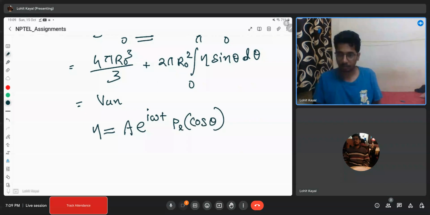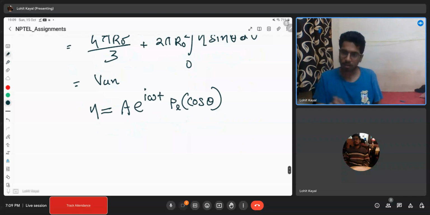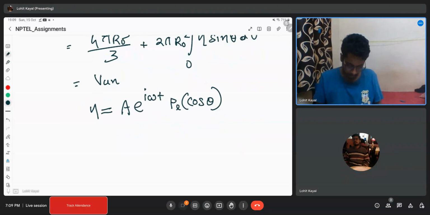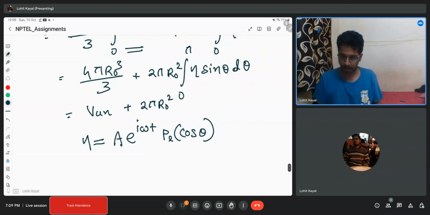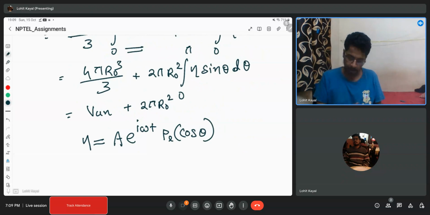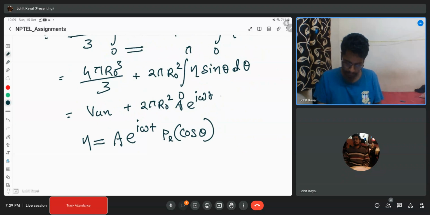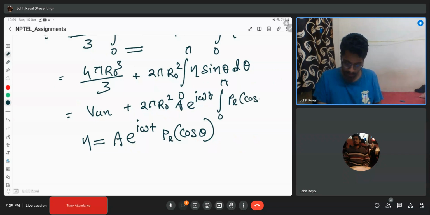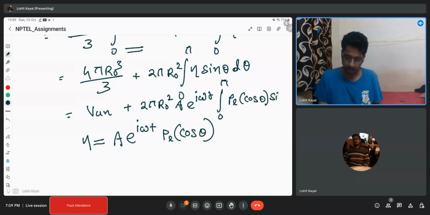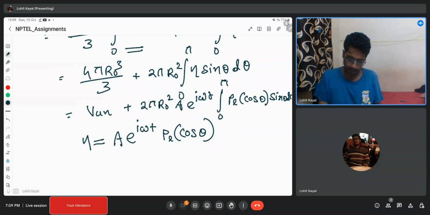This was the form of your eta. So we will substitute this form. So it will be V_UN plus 2 pi r naught square. Remember, a is constant, e to the power i omega t is also not a function of theta. So we can pull those out, into a into e to the power i omega t, integral 0 to pi P_L cos theta sine theta d theta.